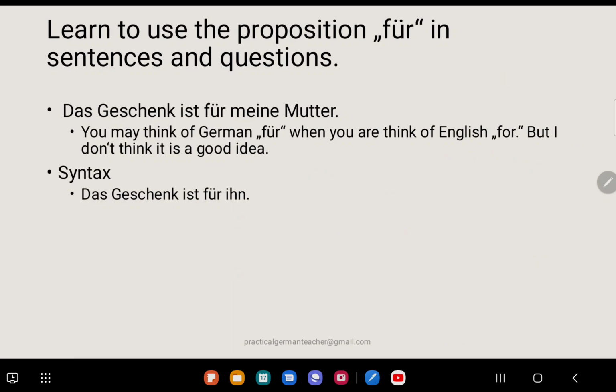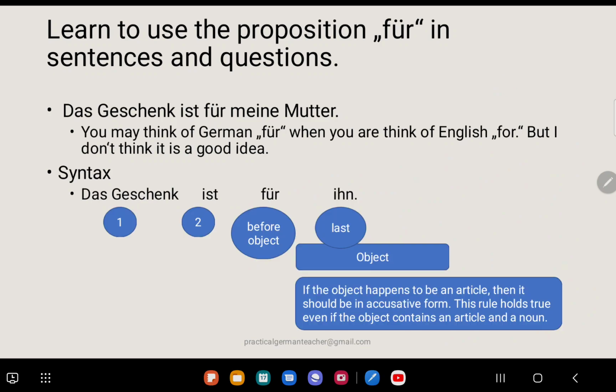Okay. So, das Geschenk ist für ihn. So, him. Then let's look at the grammar. First position subject, second position verb, conjugated for the subject. Then für is a preposition, before the object, and at the last position you have the object. And if the object happens to be an article, then it should be in accusative form. Here it's a pronoun. So if you want to define it, it is an accusative masculine pronoun.